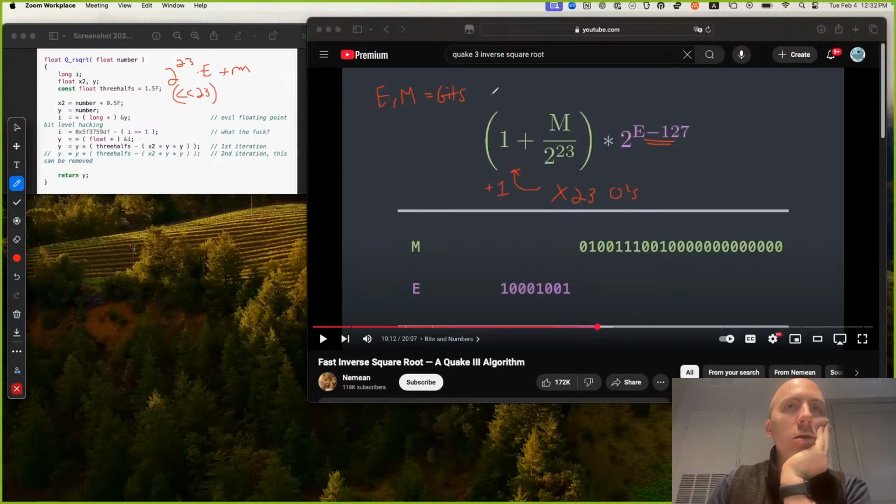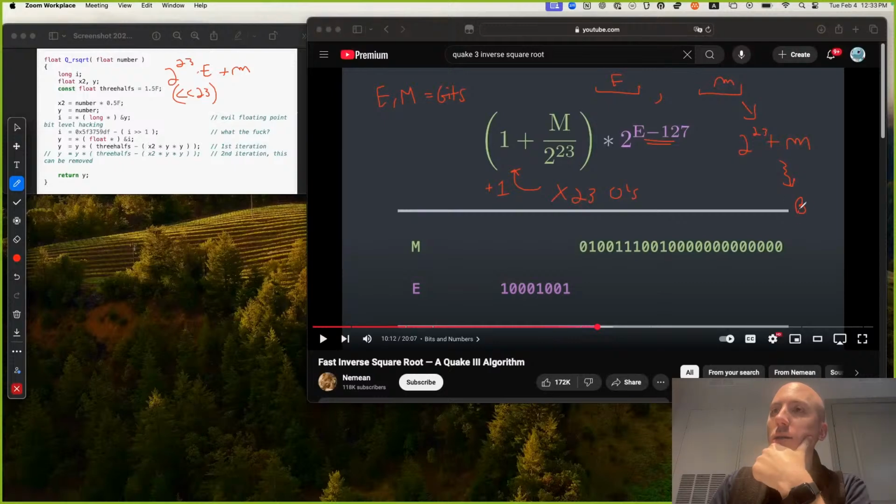And so they're kind of like the bits by themselves, E and M. If you want to get the bit representation of the float, you basically do 2 to the 23 plus M like this. And this outputs some bits, some B thing.